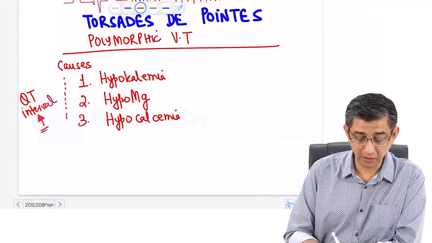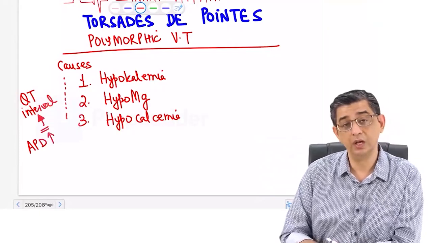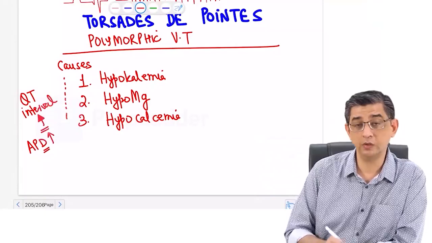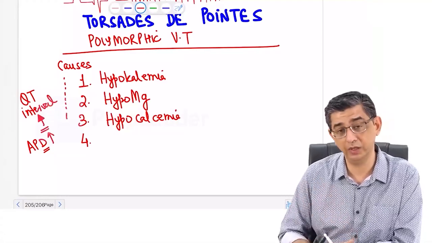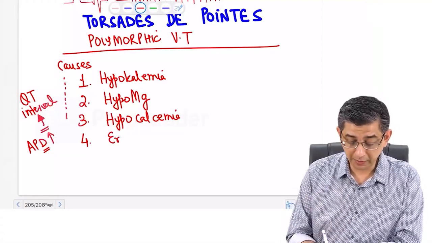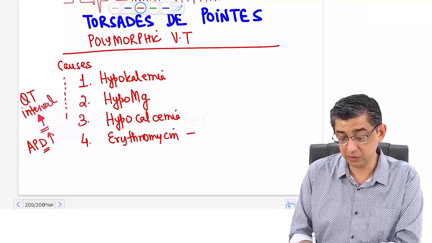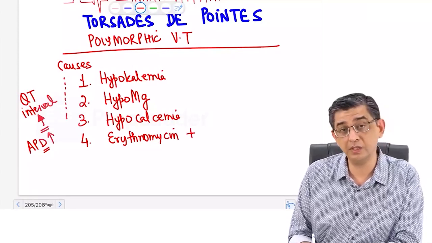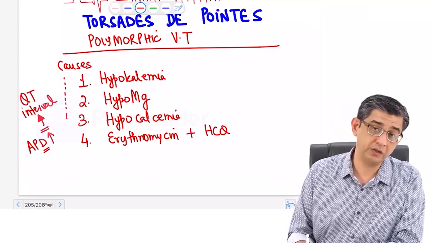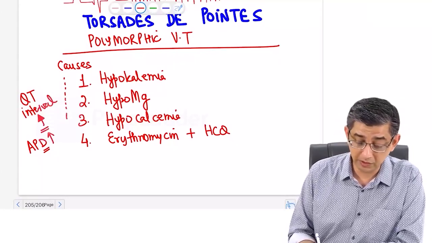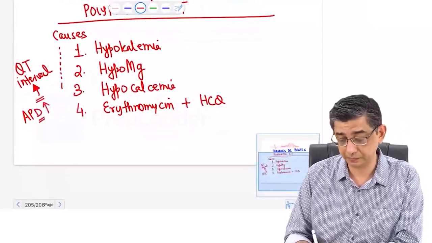But I want you to say that whenever QT interval is prolonged, it increases the action potential duration, that is okay, but at the same time, it also makes the heart relatively more vulnerable to any extrinsic influences that can cause a tachyarrhythmia. In fact, a lot of drugs have been incriminated, especially in COVID-19, because initially you were not aware that COVID-19 is present because testing was not being done. So we were treating patients empirically with erythromycin and hydroxychloroquine. I want you to remember, erythromycin with hydroxychloroquine should never ever be given because erythromycin itself can cause QT interval prolongation and can contribute to torsades de pointes.